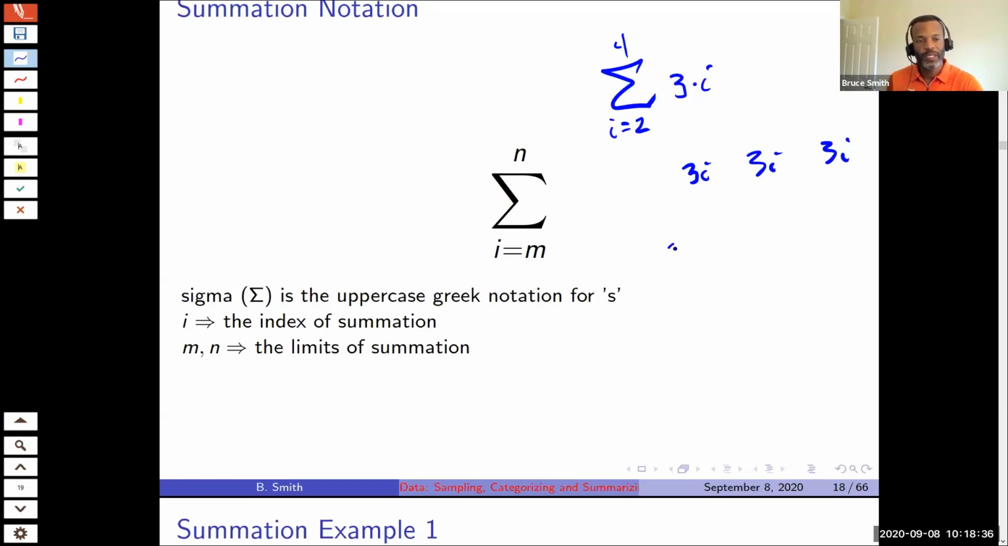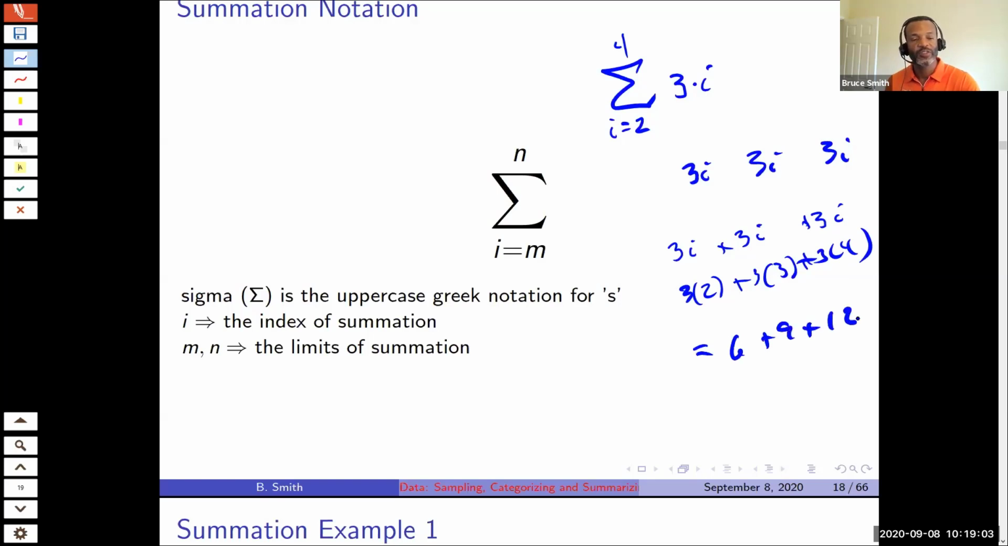And so this would be i is equal to 2. So you would do something like this, 3i with i equal to 2, i equal to 3, and i equal to 4. And you go ahead and put those values in there, the 2, the 3, and the 4. And so it's the 6, the 9, and the 12, or the 27.